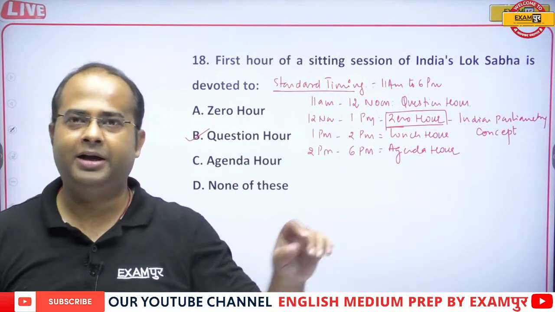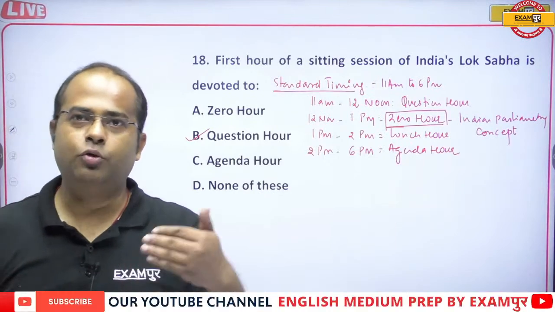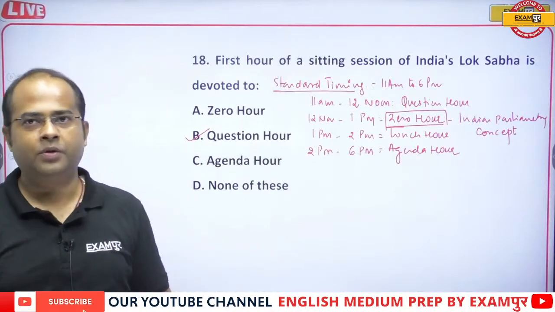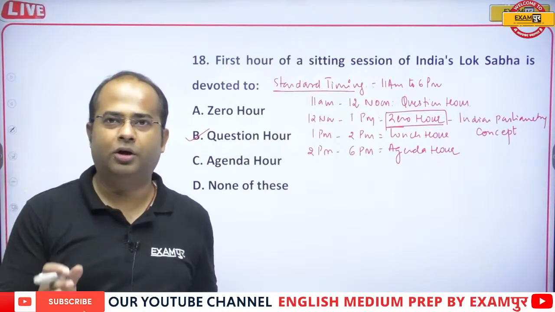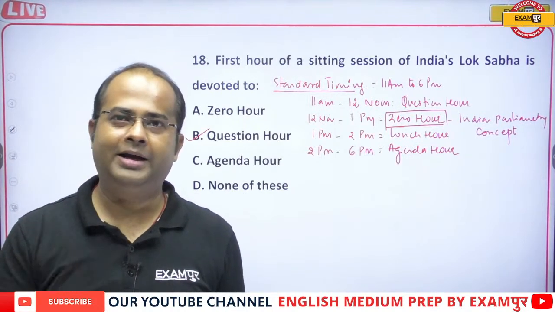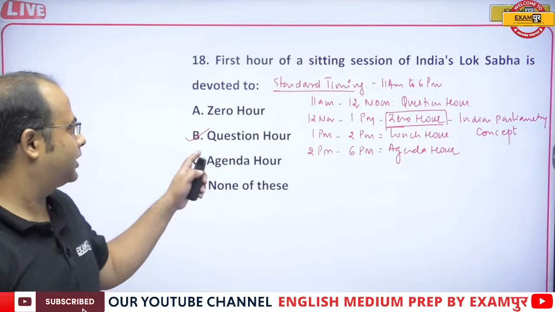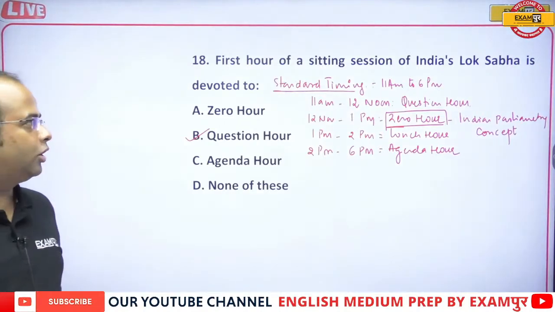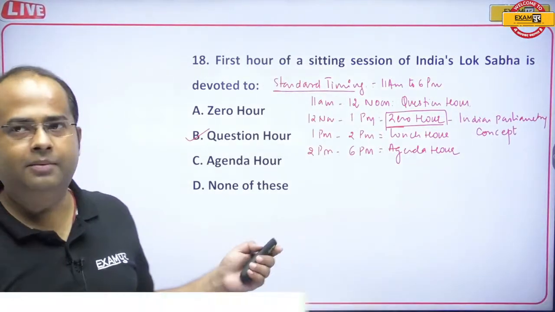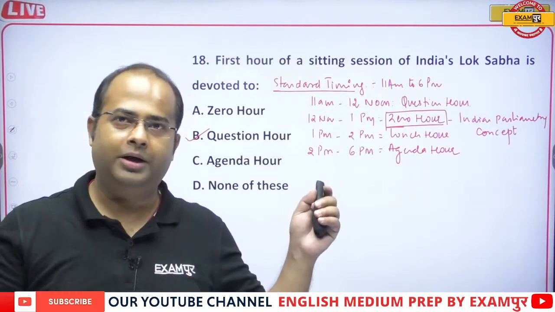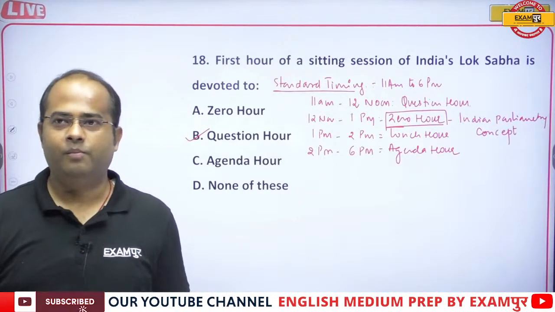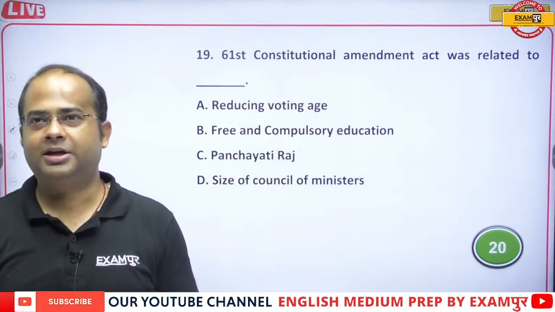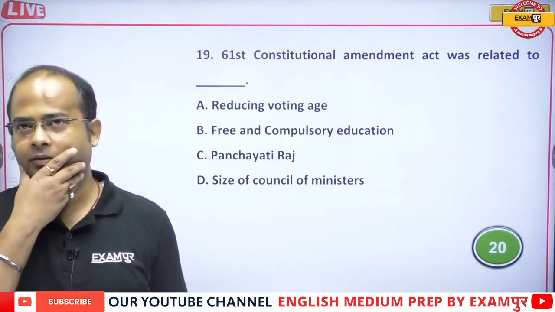Now the subsidy is being ended from the parliamentary canteen. So now you have to pay more to consume the food items, because the subsidy on the parliamentary canteen is being ended. Therefore, correct answer will be option B, guys. That is the question hour. I hope it is clear to all of you. That is the standard timing. It is 11 a.m. to 6 p.m. After 6, you are free. You can go anywhere. I hope, guys, this is clear to all of you. This is the standard timing of the Lok Sabha.